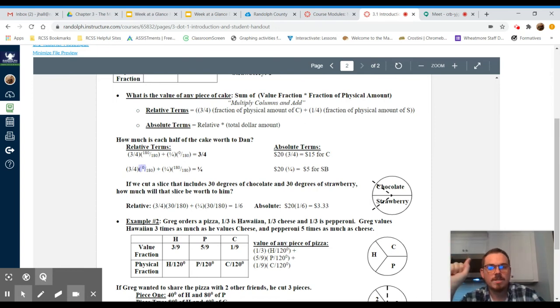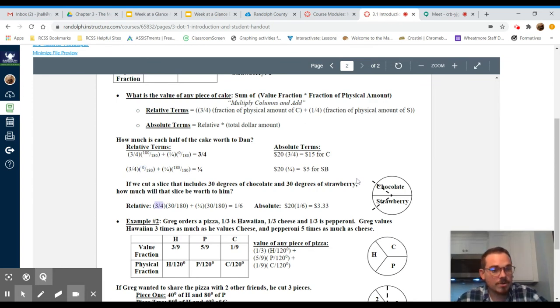What if we were to cut this into 30 degrees of chocolate and 30 degrees of strawberry? What if we cut the cake? Right now we're talking value per piece of cake. So every piece of cake is 30 degrees. So what's the value of these cakes? If I was to sell them now out piece by piece, what's the value? Well, relatively, which is always thinking about this conceptually, not numeric, not tangible money. That's absolute. Relative is percentage. So we know that the relative is 3/4 for the chocolate.